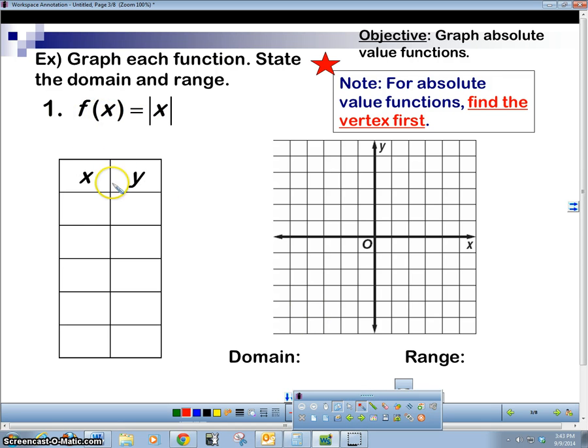Alright, if I wanted to use values, I can use values. Let me use -1, 0, 1, 2, 3. So I plug -1 in. The absolute value of -1 is 1, because it's always positive. The absolute value of 0 is 0. Then it's 1, 2, 3. So then we would plot the points -1, 1; 0, 0; 1, 1; 2, 2; 3, 3, and then we would graph the lines. That's fine and dandy, but let me show you how to do it with a little trick.